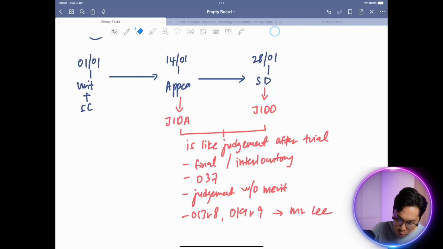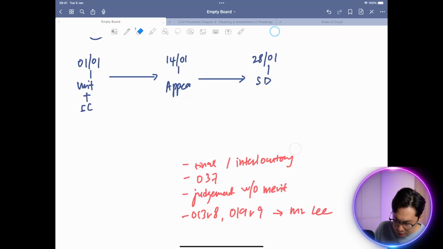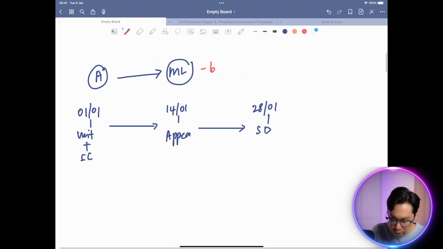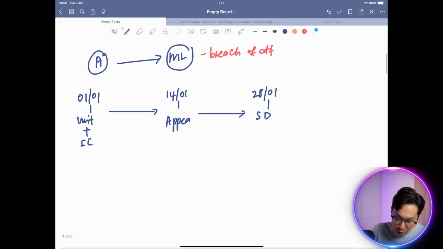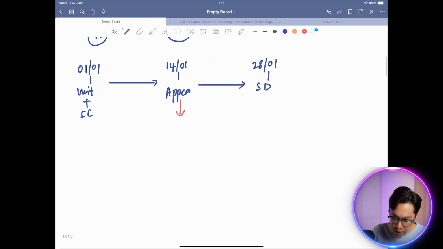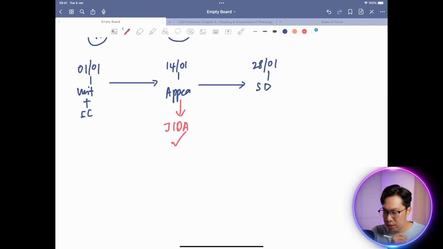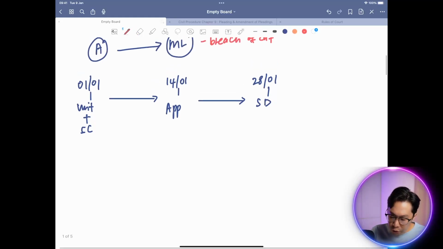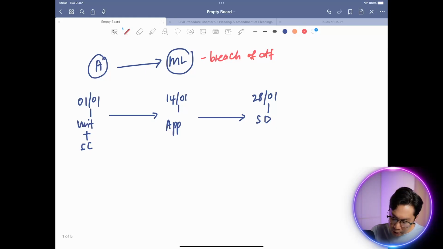Now, sometimes students confuse as if this thing only applies in those kind of situations like specific performance, rescission. No. Let's say like this. Let's say Alex sues Mr. Lee for breach of contract. General thing. If on the 14th, Mr. Lee didn't enter appearance, then Alex will get a JIDA. Settled. Let's say Mr. Lee did enter appearance. Okay, so no issue here. Then continue. And on the 28th, Mr. Lee didn't send a statement of defense, then you get a JIT.